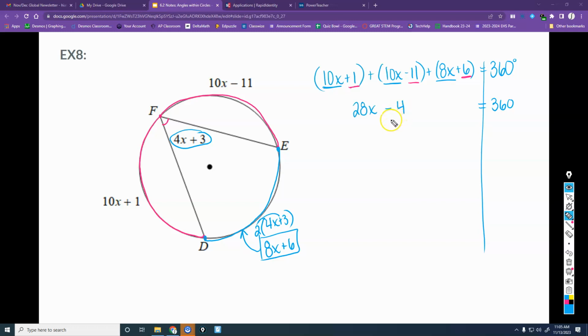We're not going to subtract, but we're going to add. So we'll get 28x equals 364. And then we will divide. And you're saying that's 7. Is that right? 13? 13.